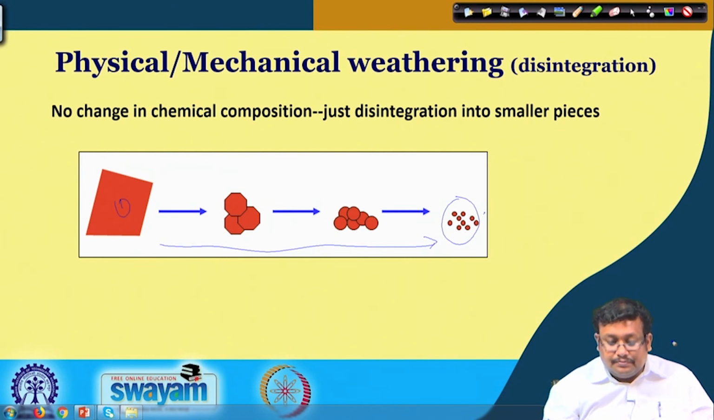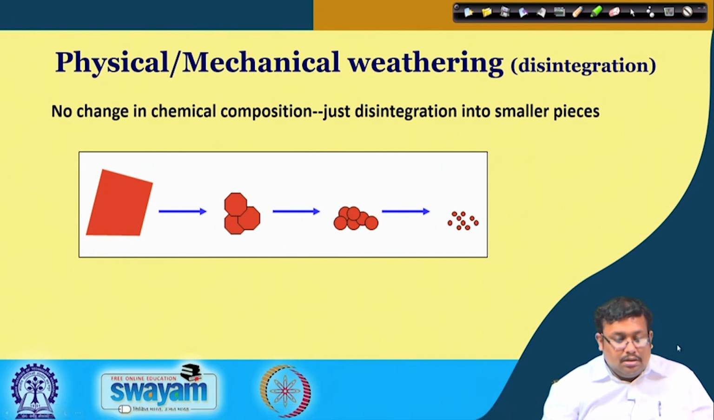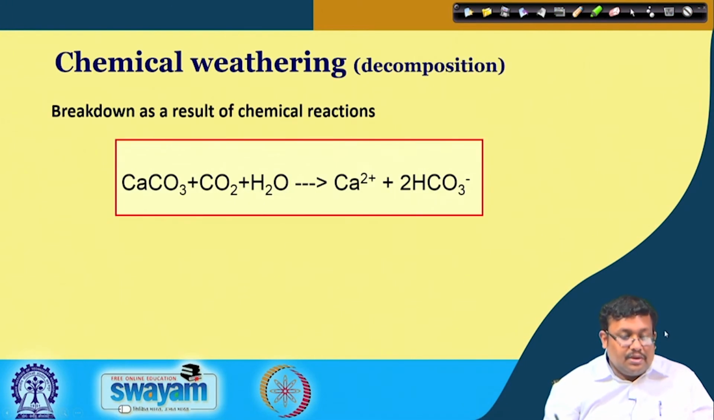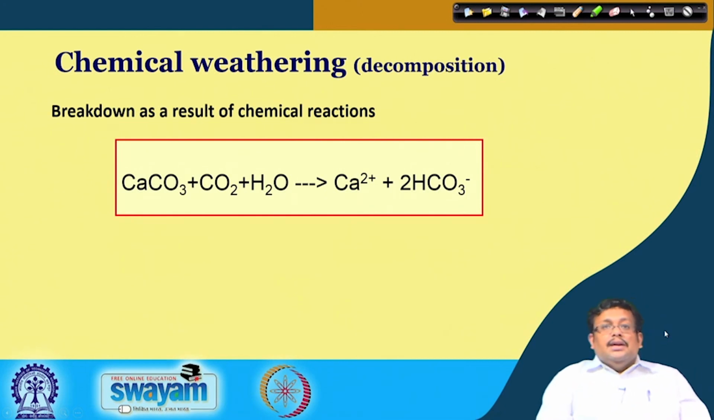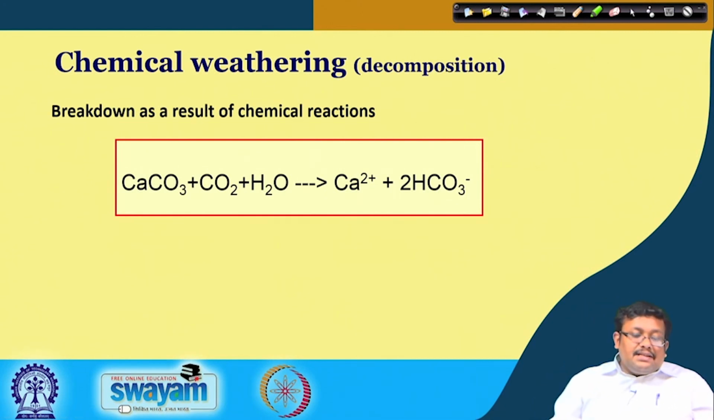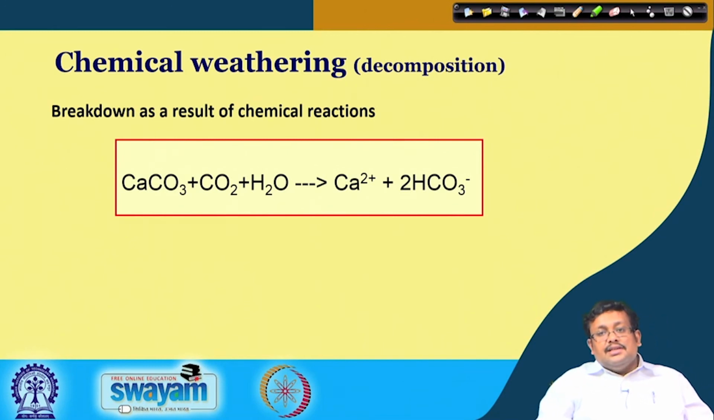Let us see what chemical weathering or decomposition is. In this slide you can see that chemical weathering is characterized by breakdown as a result of chemical reaction. This is the major criterion for chemical weathering. Here, calcite, or calcium carbonate or limestone, as you know, is calcium carbonate, and it reacts with carbon dioxide and water inside the soil.